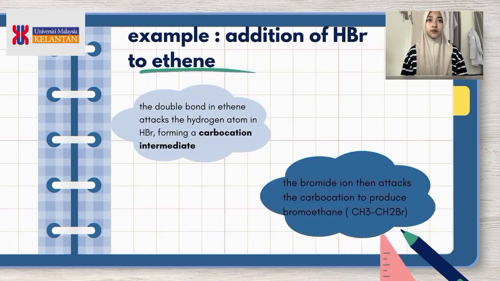Example for a reaction mechanism is addition of HBr to ethene. The double bond in ethene attacks the hydrogen atom in HBr, forming a carbocation intermediate. The bromide ion then attacks the carbocation to produce bromoethane.